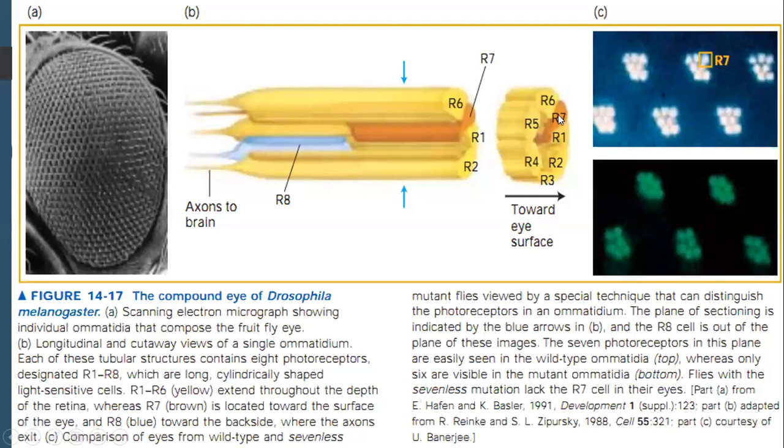This R7 is responsible for UV light perception. So the Drosophila having this R7 can perceive UV light. But if the R7 is not present, even though the Drosophila is otherwise normal, it cannot view UV light. So the R7 will not develop, and how it will not develop, we will talk about later on.